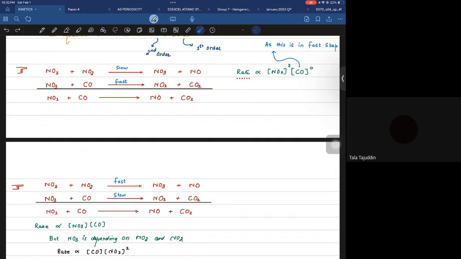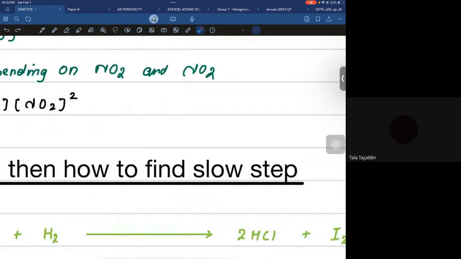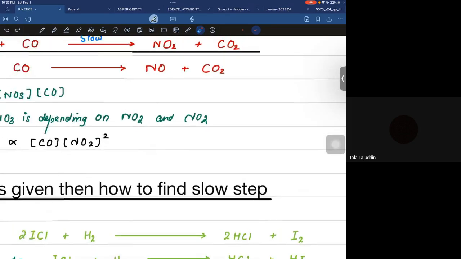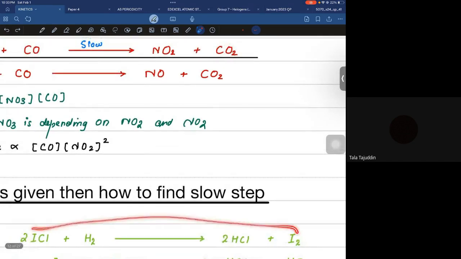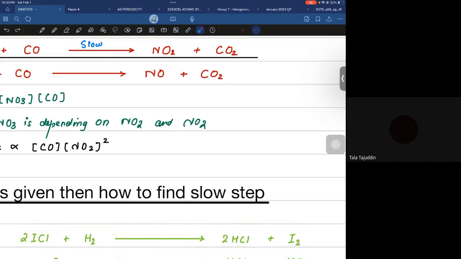After doing 3 to 4 questions, you would be getting an idea of what you have to do. First of all, this is very important: you have to write down any one intermediate so that you can cancel. So same goes with this. I have cancelled basically. Now you can see this is your main equation. Can you propose the mechanism? Just try this.